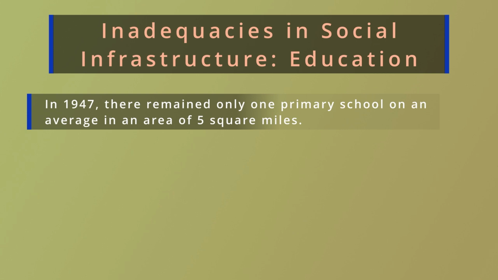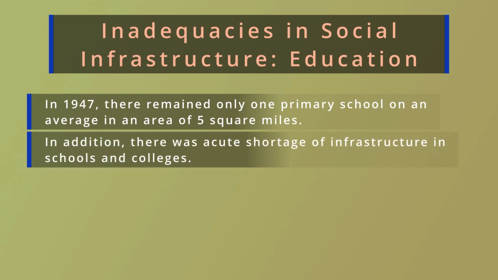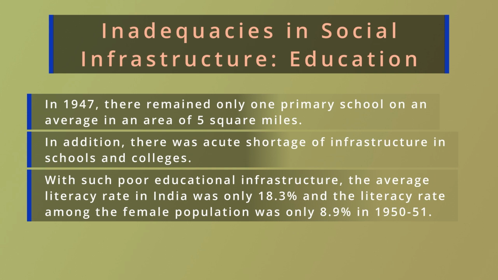Now, coming to education, we find that in 1947, only one primary school was observed on an average in an area of 5 square miles. That means the number of primary schools was inadequate. In addition, there was an acute shortage of infrastructure in the schools and colleges, for example, shortage of benches, blackboards, teachers, etc. With these shortages, you cannot provide proper educational service for the benefit of the common people.